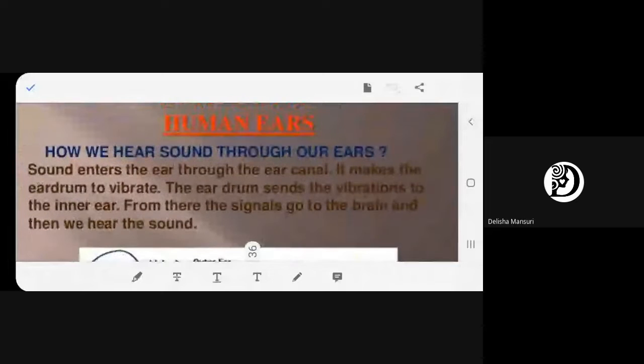We'll now learn something about our ears. Please begin. How we hear sound through our ears.